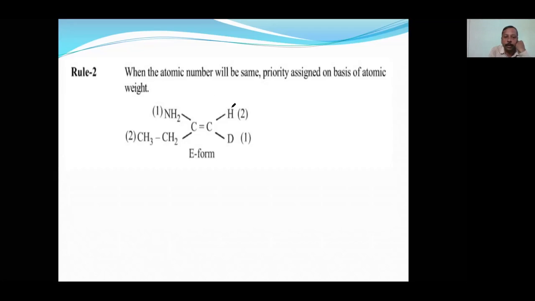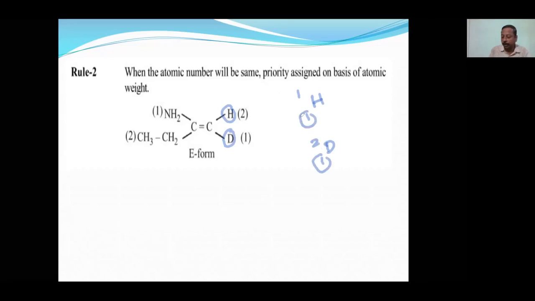So here if you take the atomic number, this is hydrogen, this is deuterium. According to rule number 1, we should take the atomic number as the consideration. But the problem is that hydrogen is 1H1 and deuterium is 1D2, so the atomic numbers are the same.